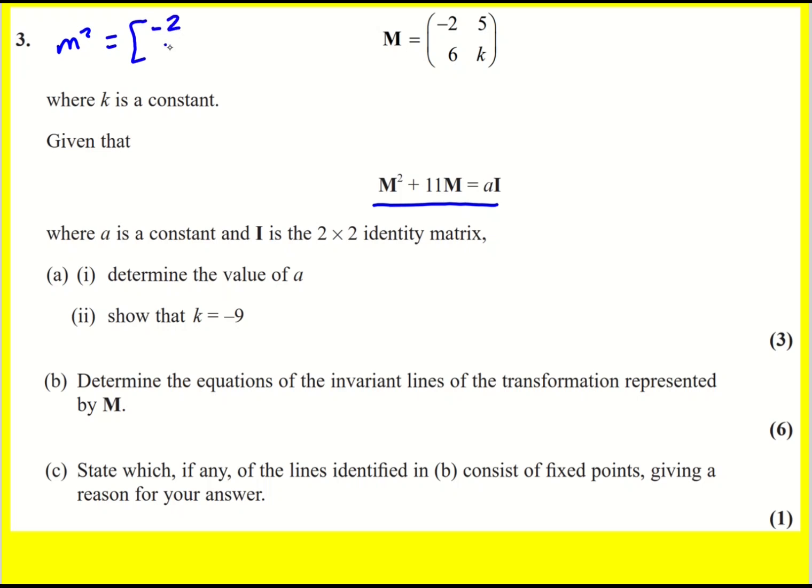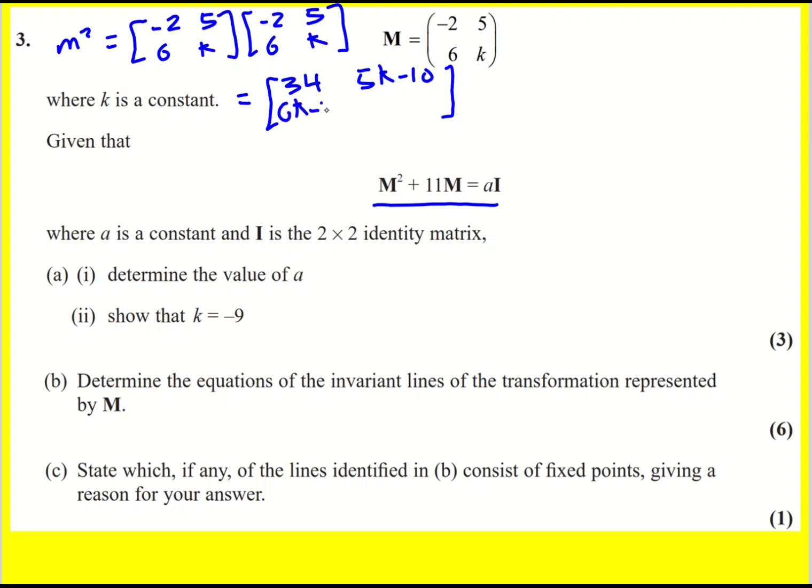It's going to be minus 2, 6, 5K multiplied by minus 2, 6, 5, 6K. So then I'm going to be doing the rows times the column terms. I'm going to get 4 plus 30, 34. Then the same row, but the next column, minus 10 plus 5K, or 5K minus 10. Then minus 12 plus 6K, or 6K minus 12. And finally, going to get 30 plus K squared.